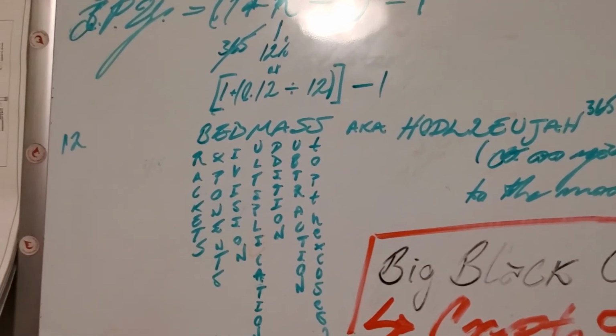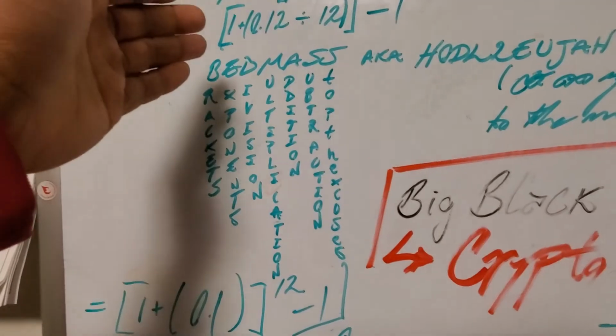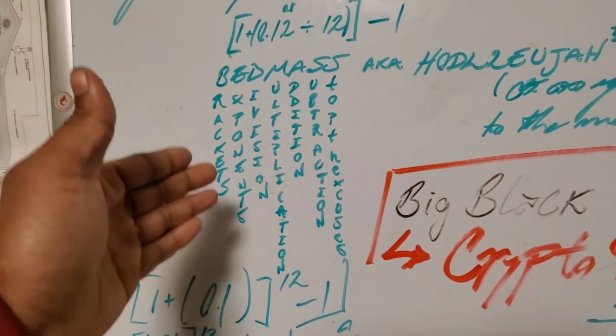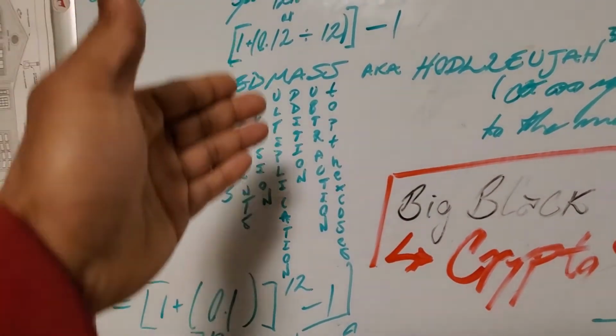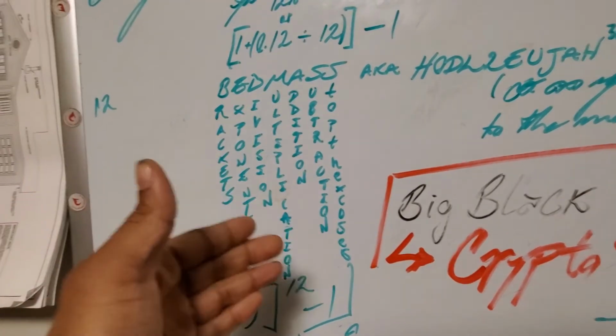This is where it comes back to, right? BEDMAS is important. You always got to do your brackets first, then your exponents, then division, then multiplication, then addition, and then subtraction.